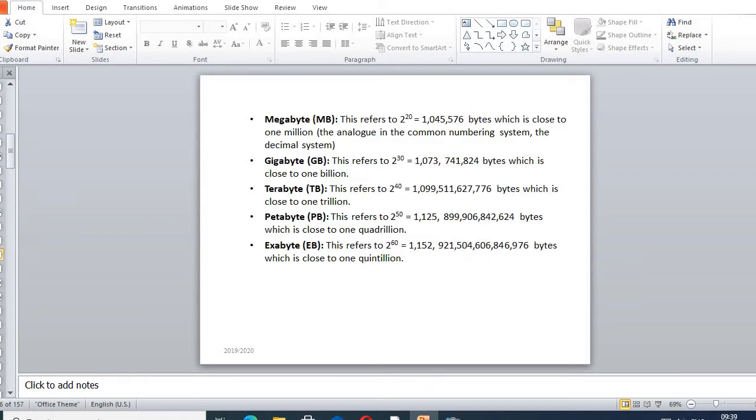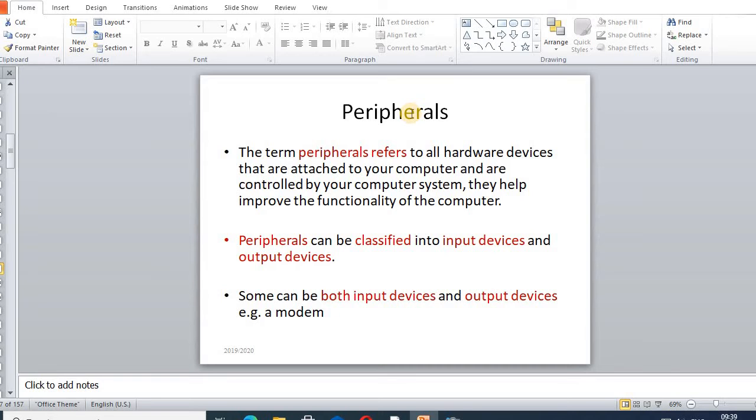Megabytes refers to 2 power 20. That one you can calculate and then you get the numbers. Gigabytes is 2 power 30. Terabytes, 2 power 40. Petabytes, 2 power 50. Exabyte is 2 power 60. So you can calculate. These are mathematical things and you can do them. I believe you have calculators, you can do that.